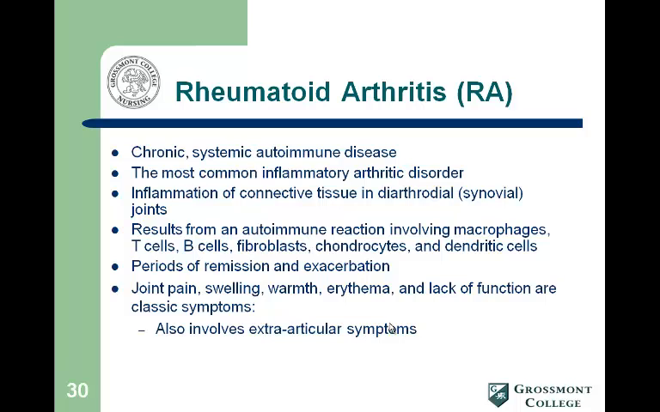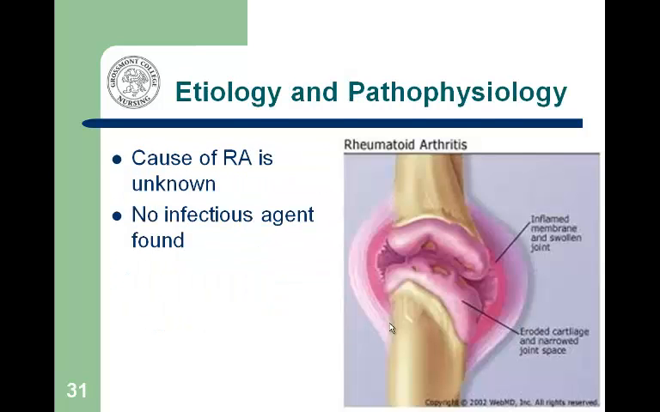Now, upon palpation, if we touch these people's joints where it's bulging out, it's going to feel spongy or boggy, and there may be fluid in there that they may aspirate. So they're going to have joint pain, swelling, redness, and a decrease in function, and that's what's going to be most upsetting to them. It also does involve some extra-articular symptoms, outside of the joint area. We'll talk about that in a little bit.